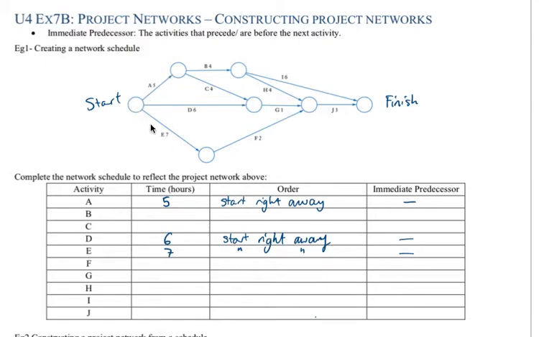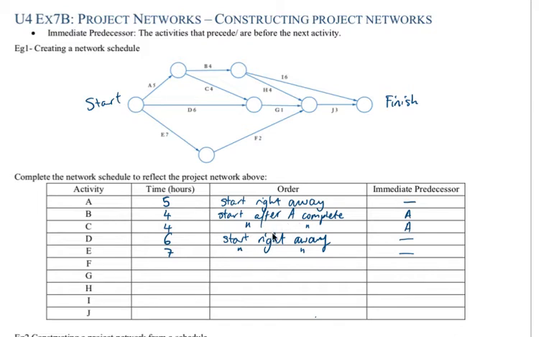So let's go through. Activity A branches into B and C. When we've finished A, we can now start activity B and C. So let's do that next. The time for B is 4 hours, and the time for C is 4 hours as well. The order: we don't start right away. We start after A is complete, and this is the same for C as well. So what's the immediate predecessor then? Well, we have to wait for A to be complete, so we write A here and A there.